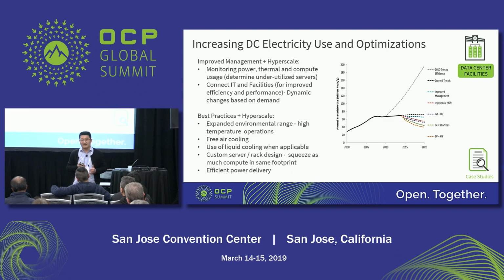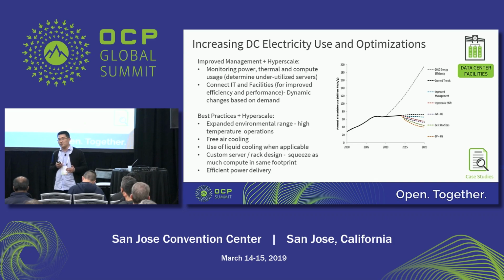Another step is improving management at large scale. We can use the data center to monitor power, temperature, and resource usage, and based on this monitoring, we can determine underutilized resources, like server resources and rack power capacity. Then connect IT to the facility management. With this connection, we are able to adjust the facility capacity according to the IT equipment demand. These are also best practices to help improve overall efficiency.